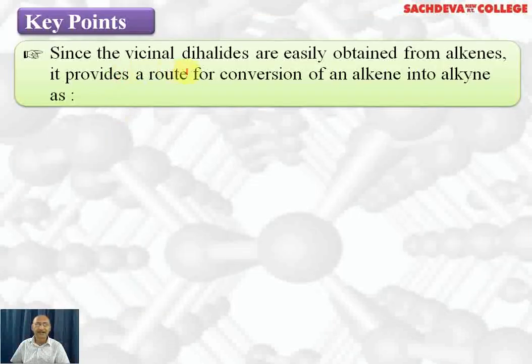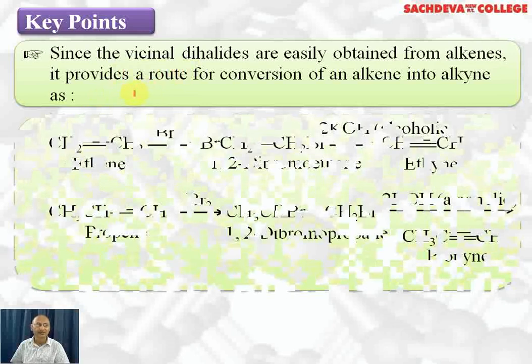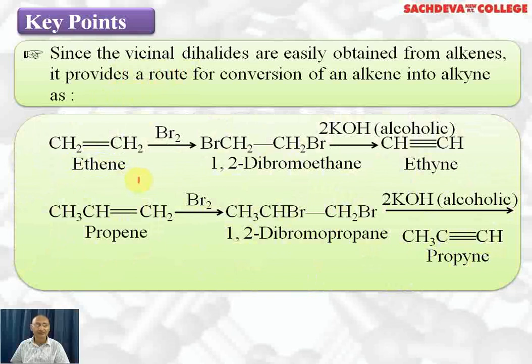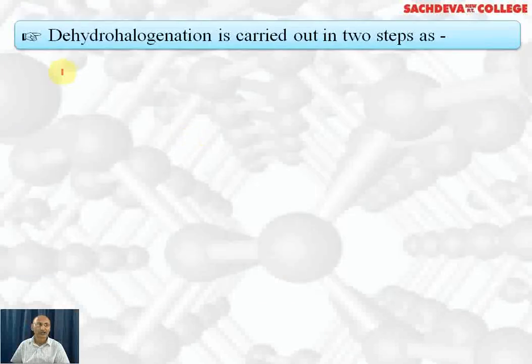Since vicinal dihalides are easily obtained from alkenes, it provides a method of conversion of alkenes to alkynes. Ethene, if you want to convert to ethyne, first treat it with Br2, we will get 1,2-dibromoethane. Treat it with alcoholic KOH, acetylene will be formed. Propene, when it reacts with Br2, we get 1,2-dibromopropane. Treat it with 2 moles of alcoholic KOH, propyne will be formed.